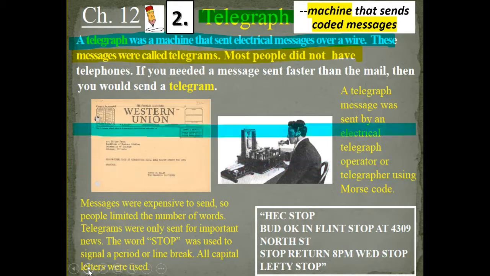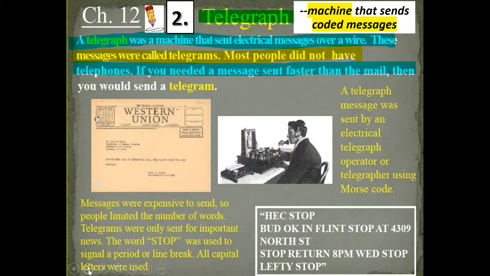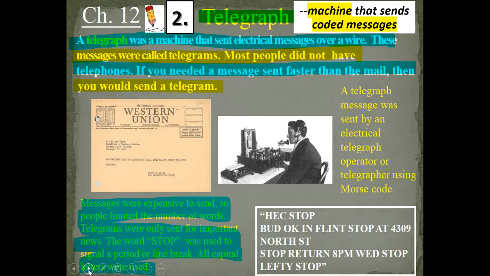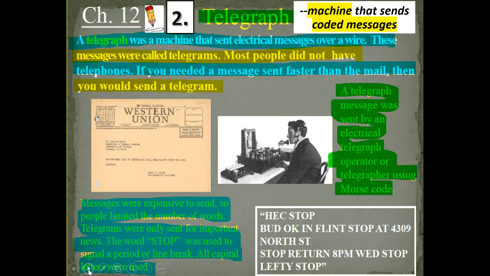Most people did not have telephones. If you needed a message sent faster than the mail, then you would send a telegram. Messages were expensive to send, so people limited the number of words. Telegrams were only sent for important news. The word stop was used to signal a period or line break. All capital letters were used. A telegraph message was sent by an electrical telegraph operator or telegrapher using Morse code.